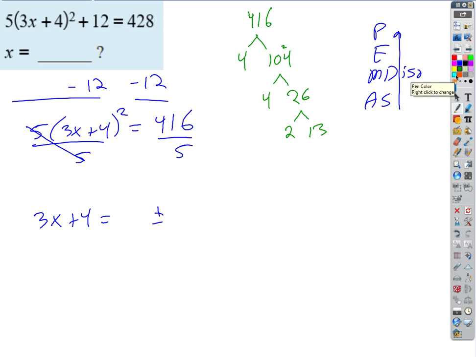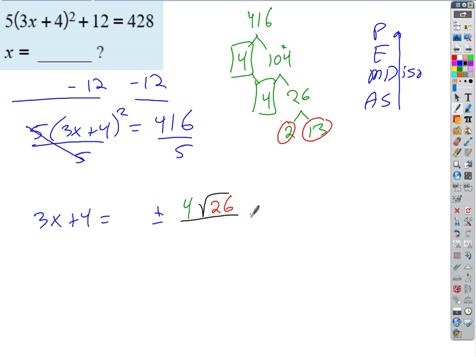But look, there's our couple. There's our singles. You see there, we could have gone further with the 4s, but why go further if we can just leave them as 4s? Instead of having 2 pairs of 2s, just 1 couple of 4s. So we get on the top 4 times square root of what? 26. 2 times 13. Divided by the square root, because we're square rooting both sides, of 5. So we simplified the top, bottom couldn't be simplified.